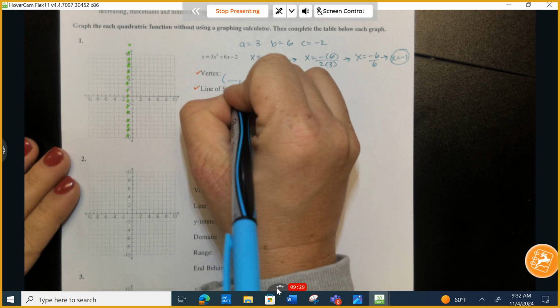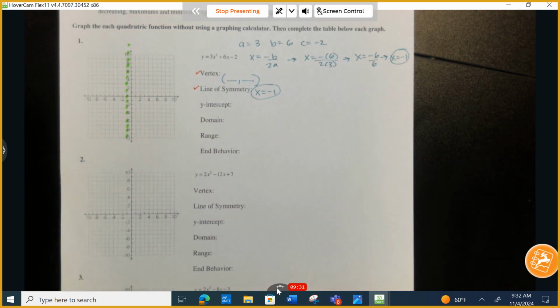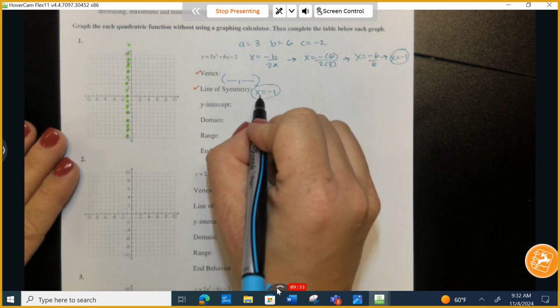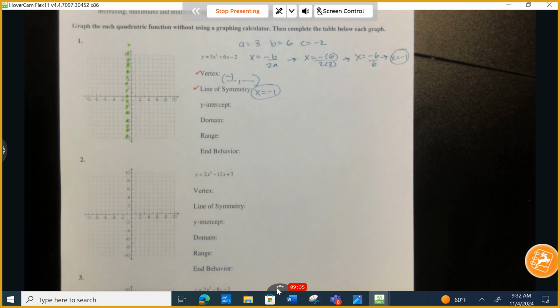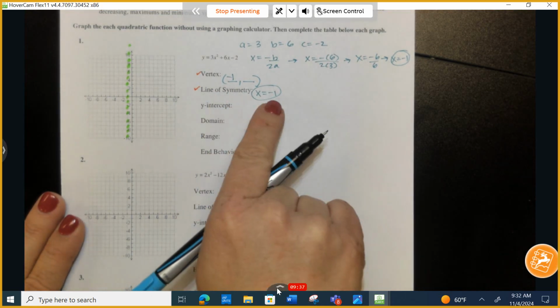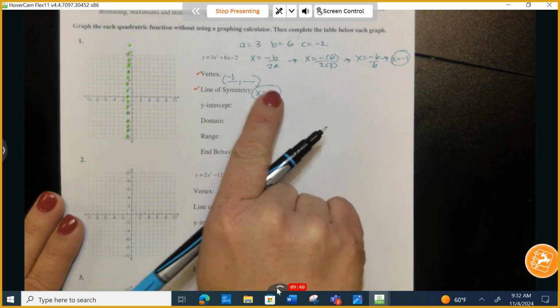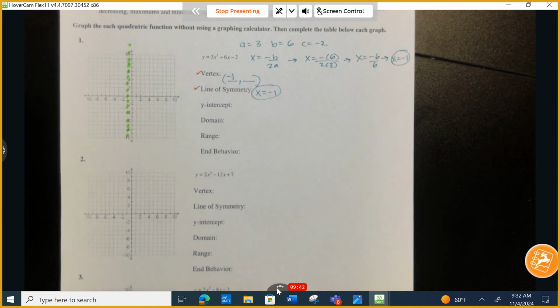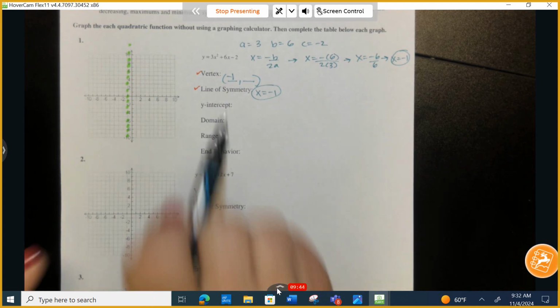Your vertex has 2 points. Sorry, it has 2 coordinates, an x and a y. Your x in this case is negative 1. So what I'm trying to show you is that your axis of symmetry value will always be the same as the x value for the vertex. Now, what's the y value for the vertex?